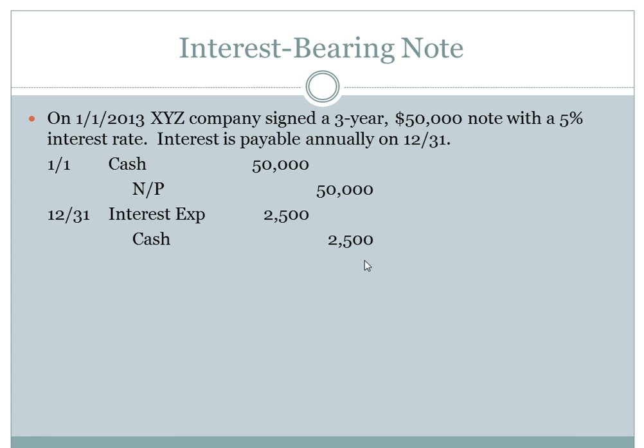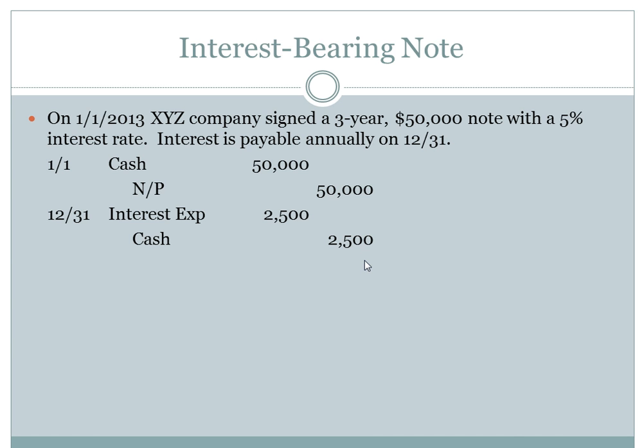And so the journal entry on December 31st is very simply to debit interest expense for $2,500 and credit cash for $2,500. That's exactly what's happening. There's no interest payable here. We're not accruing interest. We are actually paying for the interest. And so we debit the expense account and credit the cash account.